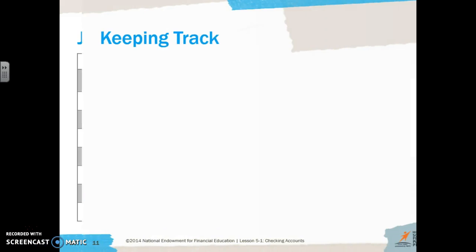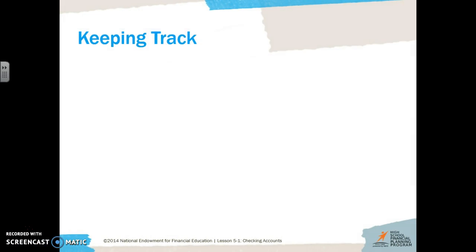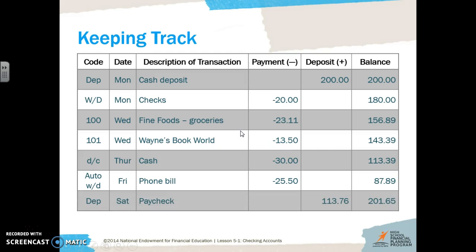So here is the answer key for keeping track. For the keeping track activity, this is what you should have. These are all of the payments that were made. This is the balance after each payment. And then at the very end, you should have a total balance of $201.65.